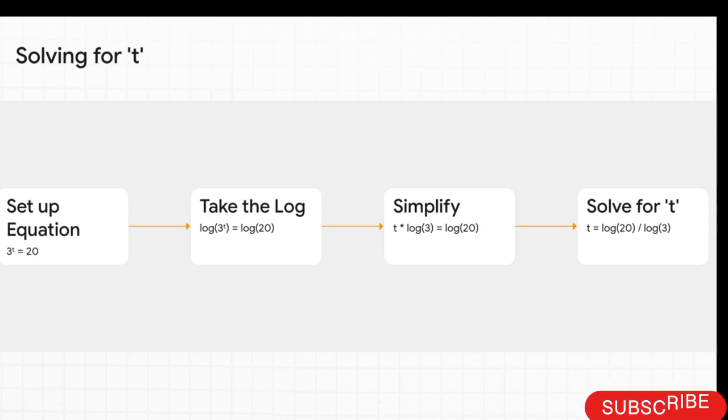And from there, it's just some simple algebra. To get t by itself, we just divide the log of 20 by the log of 3. And when you punch that into a calculator, you get the answer, about 2.73 hours. That's roughly 2 hours and 44 minutes. And just like that, using the power of logarithms, we found that missing exponent.